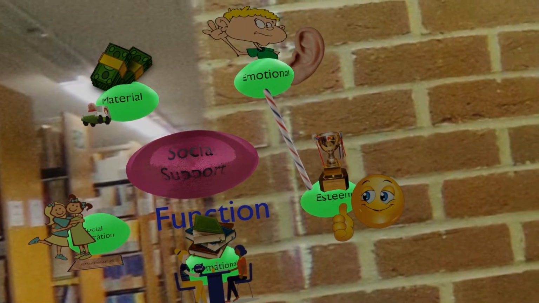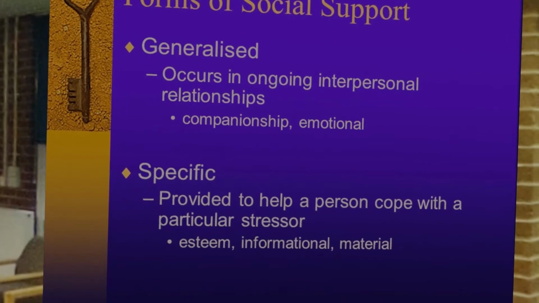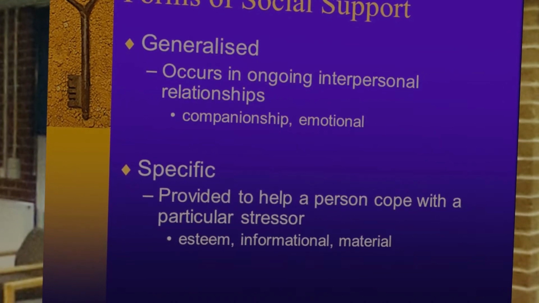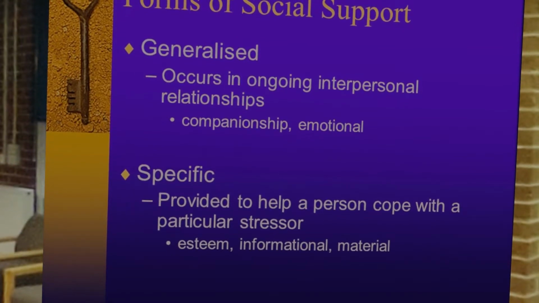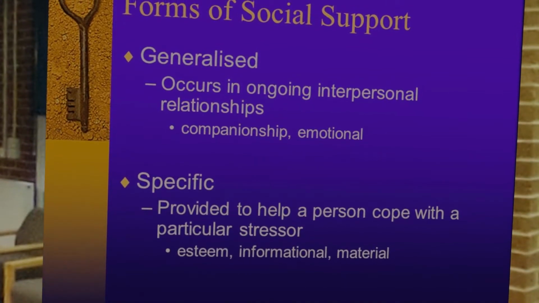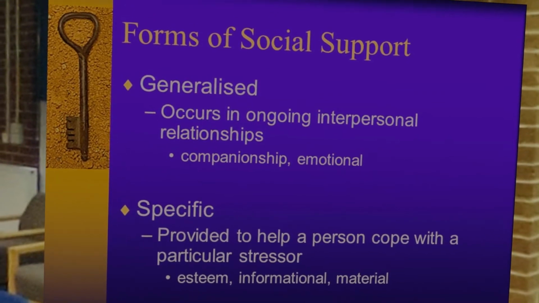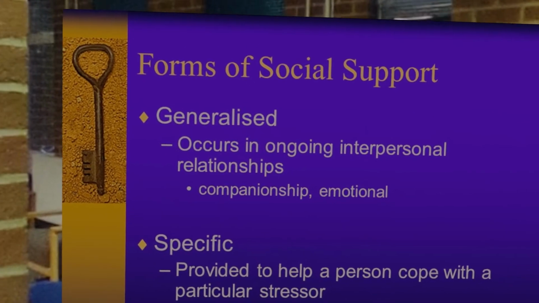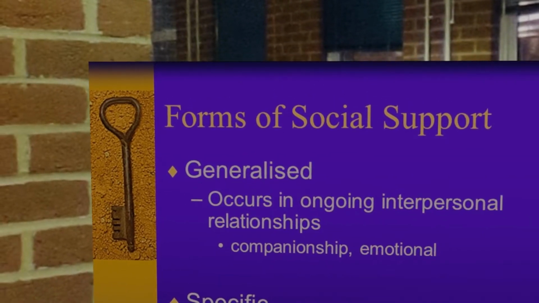Now, we can further categorize these types of support into 2 broad groups, which are generalized support and specific support. Generalized support is, as the name suggests, the type of support we need in general, not tied to anything specific. Here we have social companionship, sense of belonging, and emotional support, that sense of feeling listened to. Might also include esteem support.